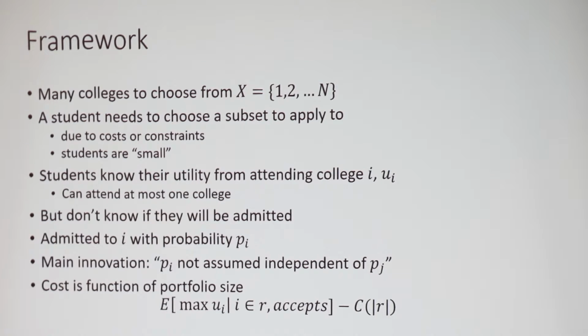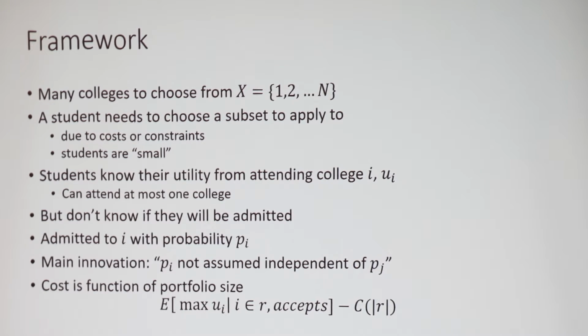They know their utility from going to each school. So they know that they like Harvard more than Yale. What they do not know is whether Yale or whether Harvard is going to accept their application. So they face uncertainty about the realization of their application. The main innovation that I'm going to present is that the event in which I'm accepted to school I is not necessarily independent of the event that I'm accepted to school J.